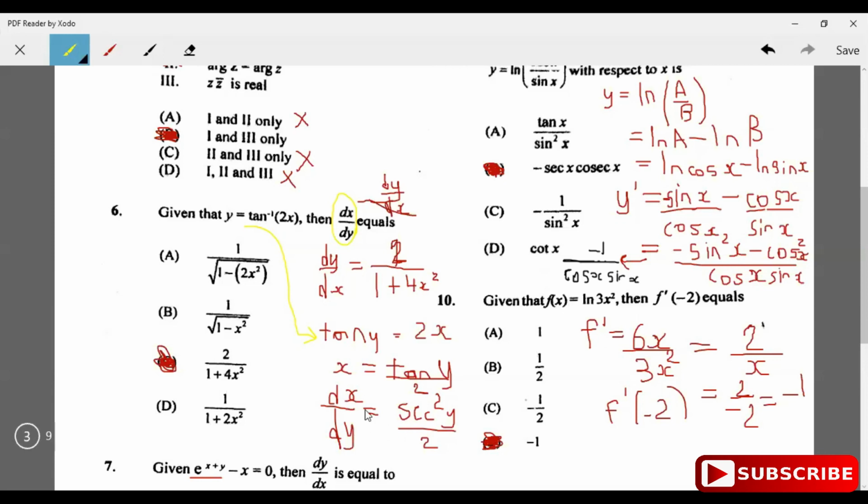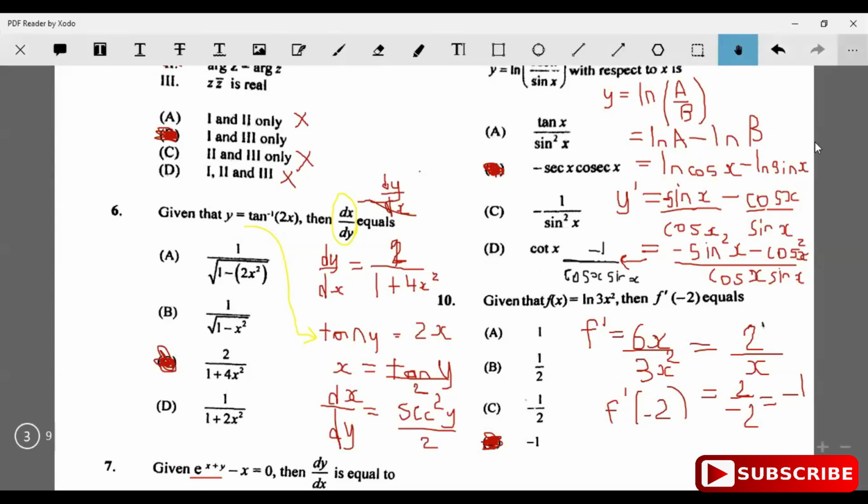However, this option is not there because they didn't change the options. And so clearly it's dy by dx the question should have been. So they wanted to give a new question, but they didn't change the answer.